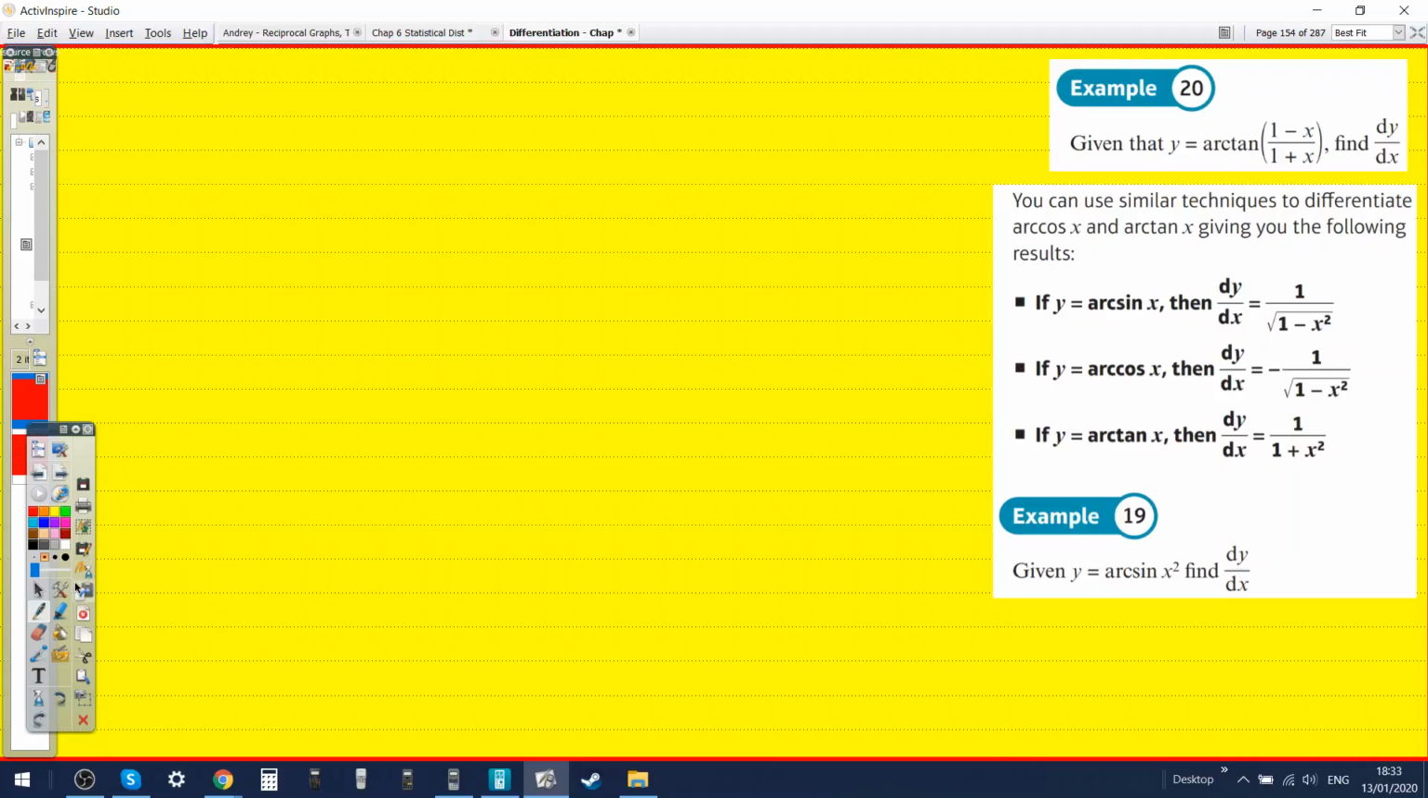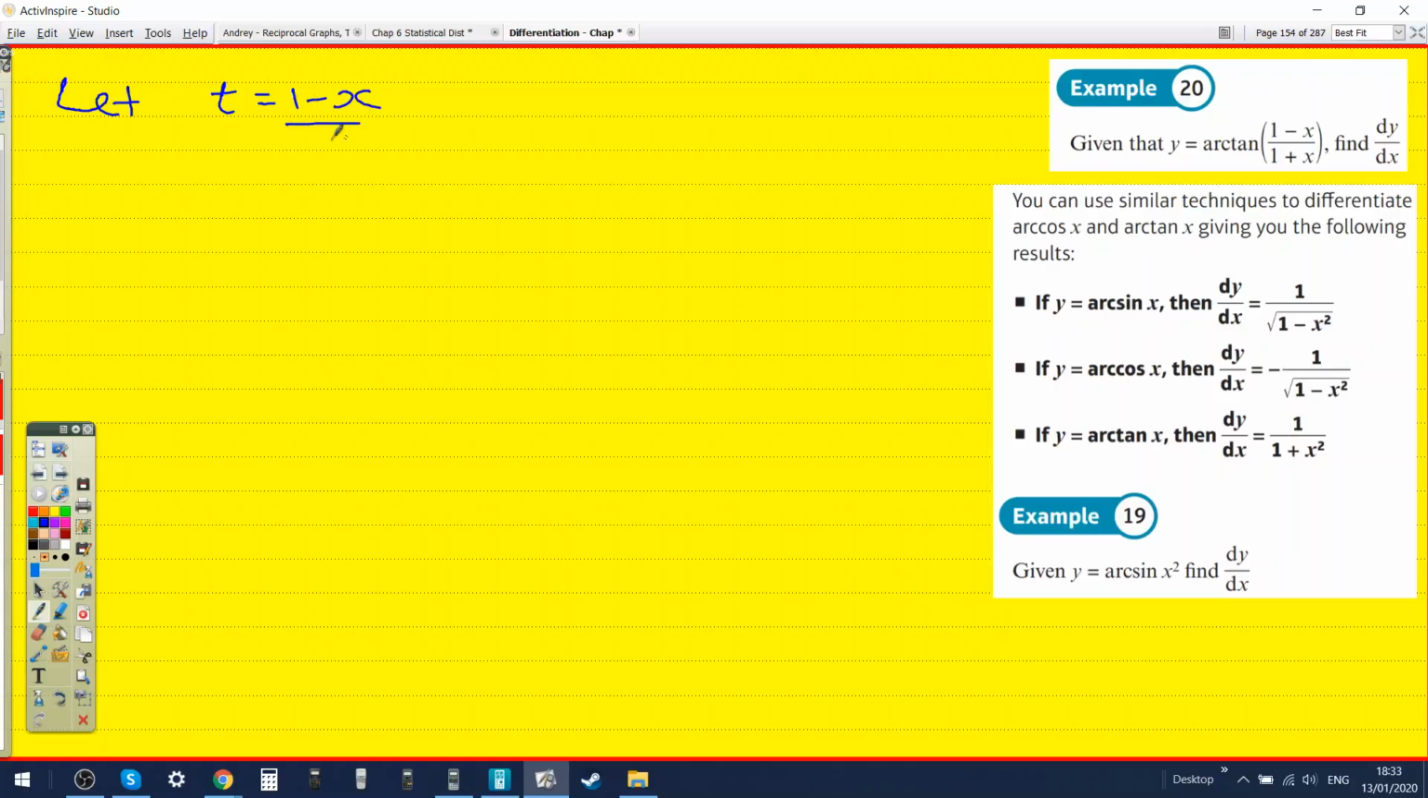So the second part, the fraction, looks a bit odd. Could you rewrite it as arctan of (1 minus x) times (1 plus x) to the power of minus 1? Or would that make it too complicated? We could do what we did in the last one, where you just let it be equal to t or something, and then just sub it back in at the end.